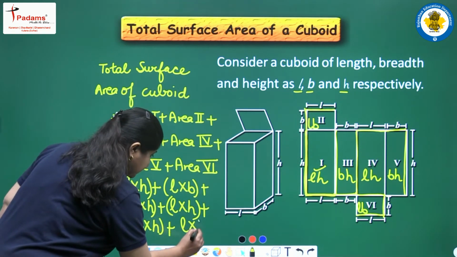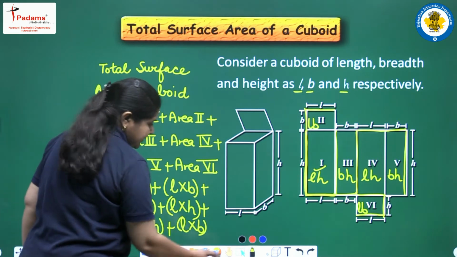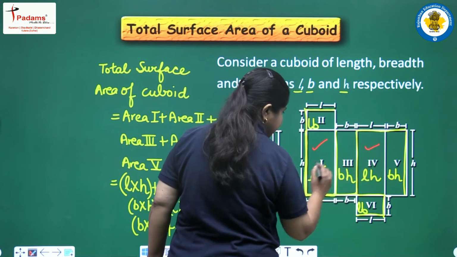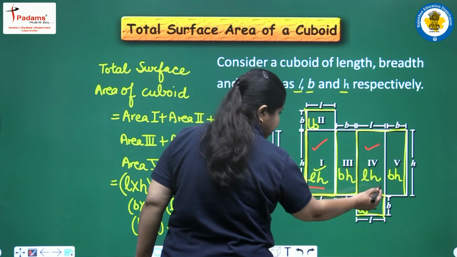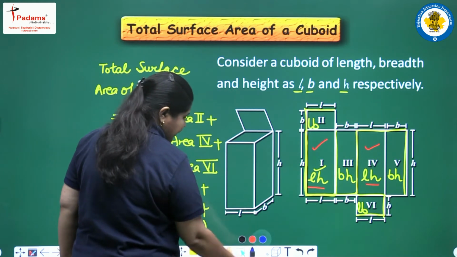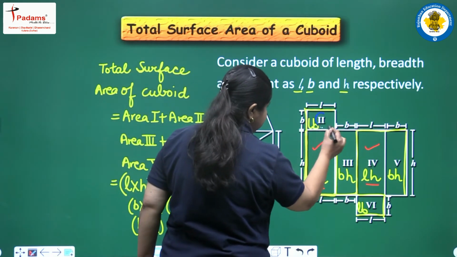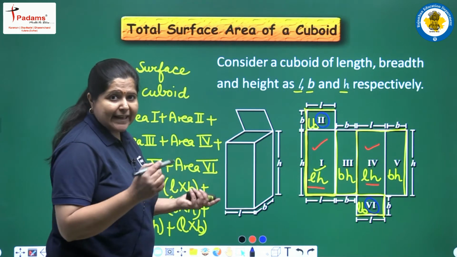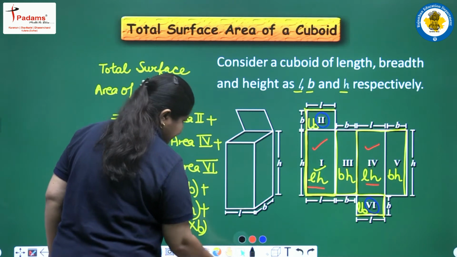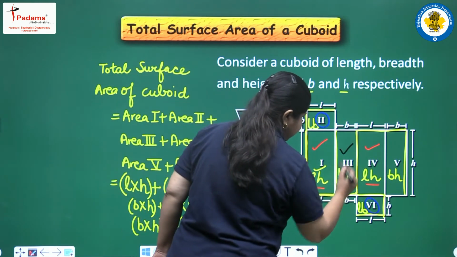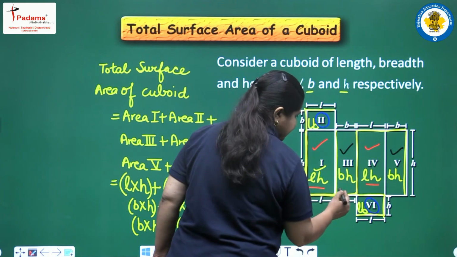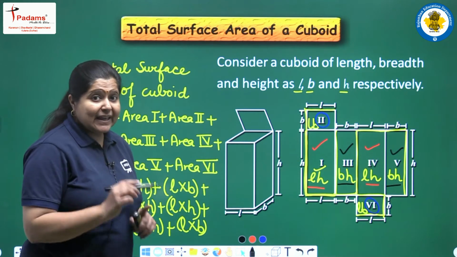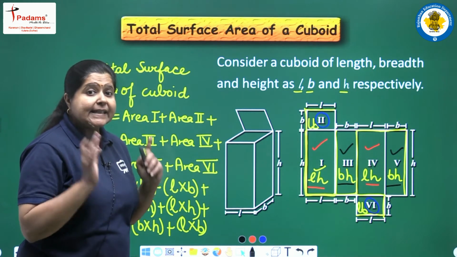L into B. So now you can see here that these two faces are identical. First and fourth. ये identical faces हैं. इनका area same है. Length into height. इसी तरह से आप देख सकते हैं कि ये second और यहाँ से sixth ये faces आइडेंटिकल हैं, इनका एरिया सेम है, लेंथ इनटू ब्रेथ. And then you can see here this third face and fifth face, these are identical. दोनों का एरिया है ब्रेथ इंटू हाइट, B into H. In this way we are getting 3 pairs of identical faces.